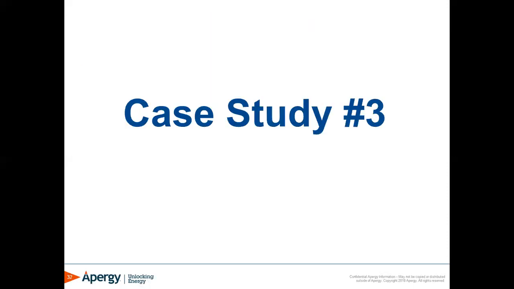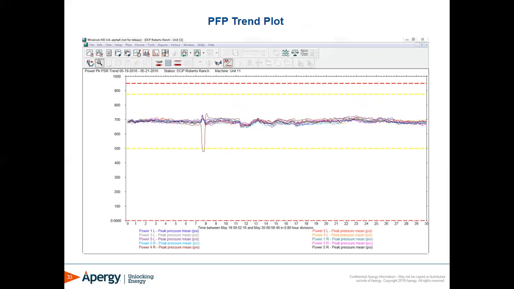Moving on, case study number 3 here. This is an interesting one. This is a peak firing pressure trend plot. You can see there warnings and alarms that are set. Warnings are yellow, the alarm is red up here.